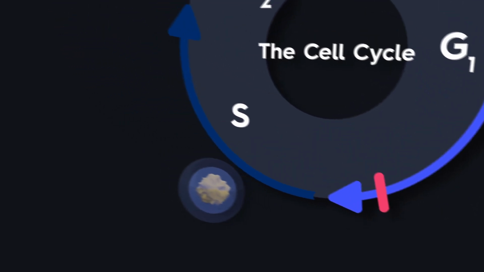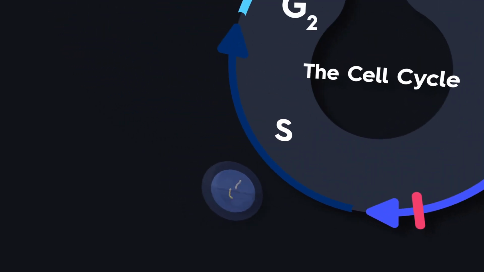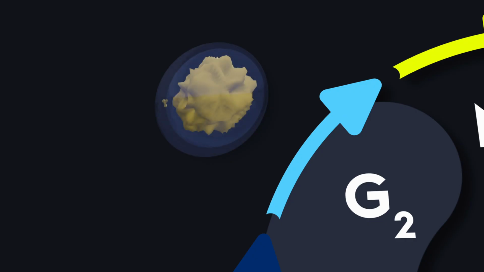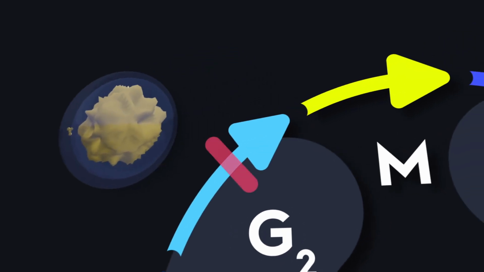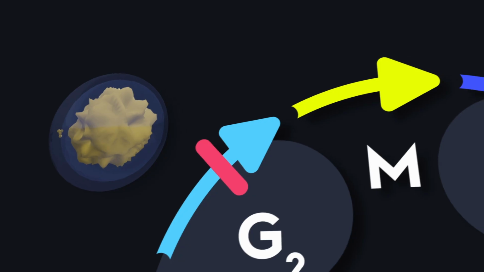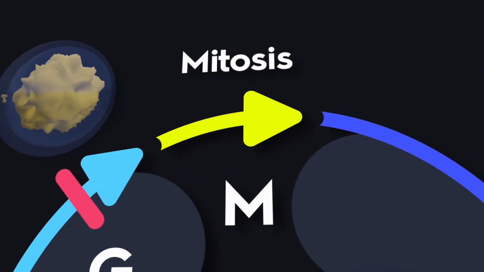Next, in S or synthesis phase, the cell copies its DNA to make sister chromatids. Then, in G2, it makes the proteins needed for division and pauses at the G2 to M checkpoint to verify DNA integrity. Now comes M phase, or mitosis.